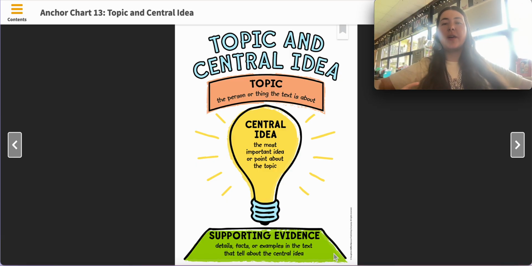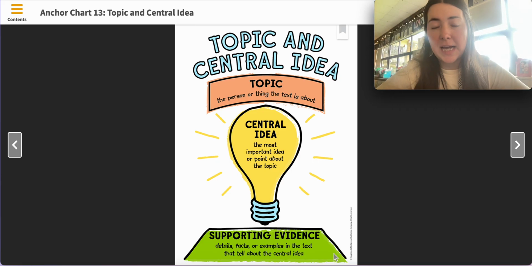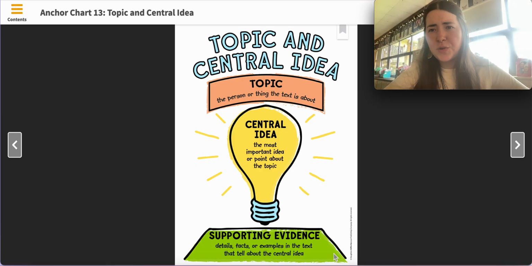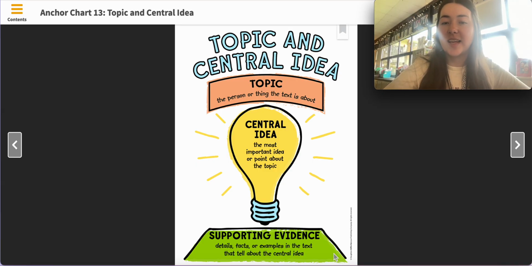We are continuing our unit on informational texts. So remember, those are texts that teach us about a topic. Those would often be magazine articles or newspapers or how-to articles or scientific stories. So we're going to continue talking about those, but our anchor chart we're going to revisit today is on topic and central idea. Now, the topic is the person or thing the text is about, while the central idea is the most important idea or point about the topic.